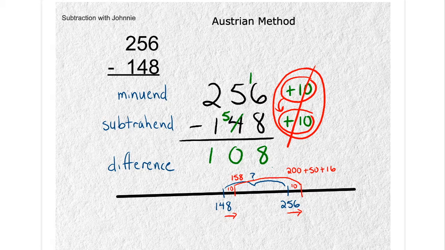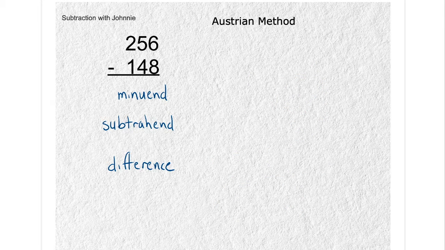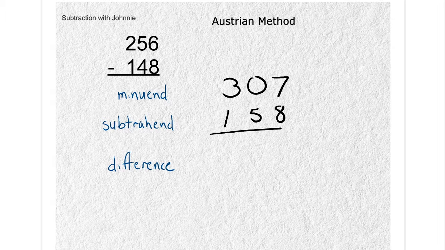Let's do one more problem with the Austrian method, a more difficult problem. Our minuend this time will be 307, and our subtrahend will be 158. It's a little different than the last problem. You'll see why.